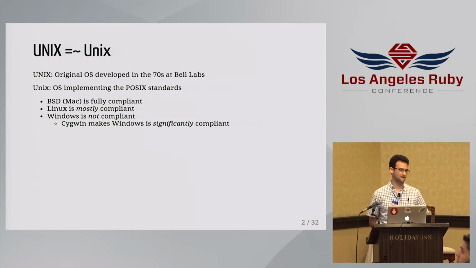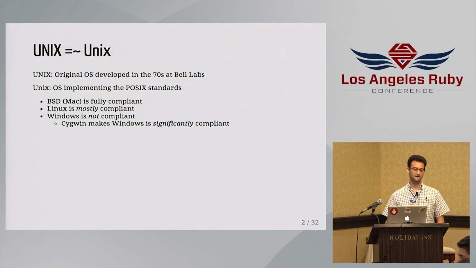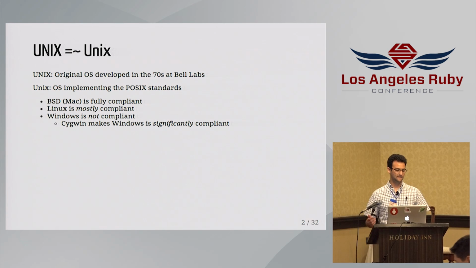The POSIX standards are a set of IEEE standards that stand for Portable Operating System Interface, which define the APIs that all Unixes comply with, and they were developed originally in the 80s. So BSD, which is what powers this Mac, is fully compliant. Linux is mostly compliant. Windows is not compliant. However, there's some hope. There's Cygwin, which gives you a shell in Windows that makes it significantly compliant. And for the purpose of what I'm showing here, Cygwin should work just fine if you have a Windows machine.